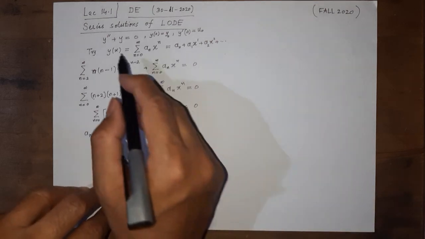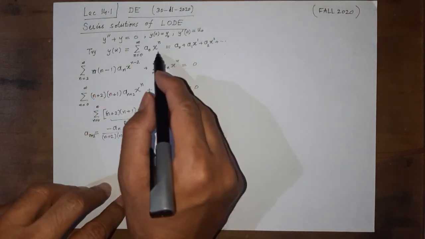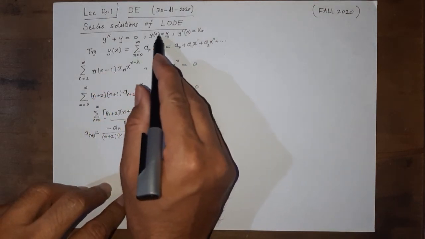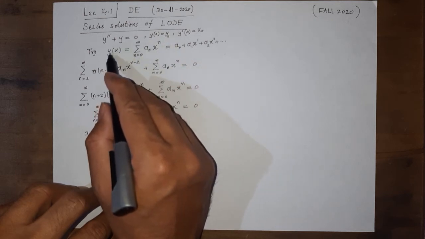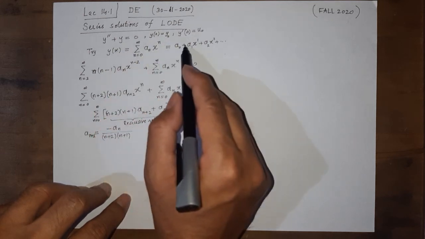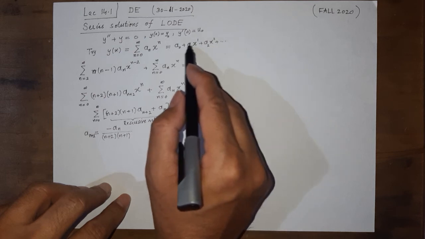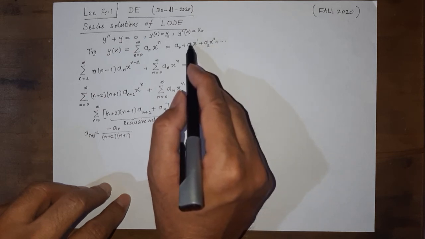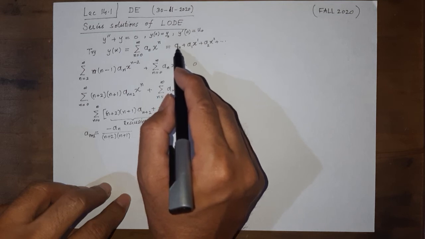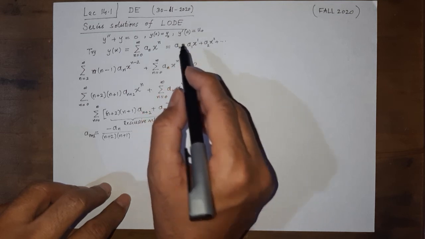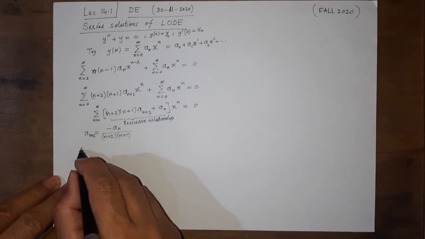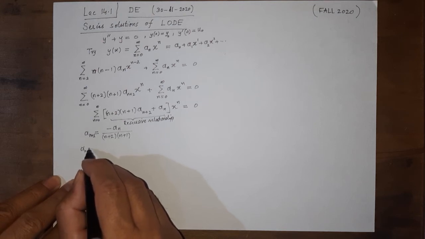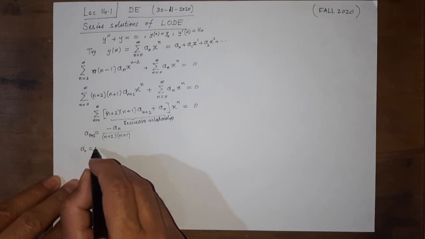We are taking y to be this thing. So y at 0, that is y at x naught, is the same thing as, if x is 0, all these terms become 0. So y of 0 is a naught actually. So we know what a naught is. This is a free parameter. A naught is known, based on the initial condition.